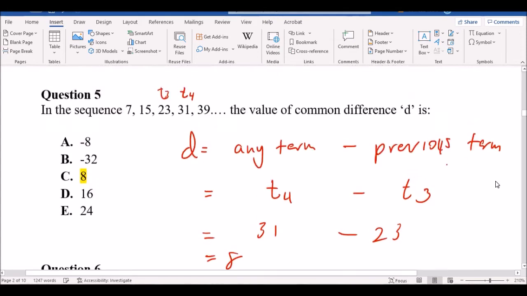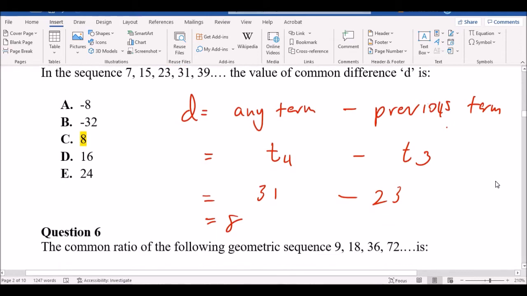You can test it for all of them, and that would be the case. So 39 minus 31 is 8. We know that that's 8. 23 minus 15 is 8. 15 minus 7 is 8. So common difference is 8.